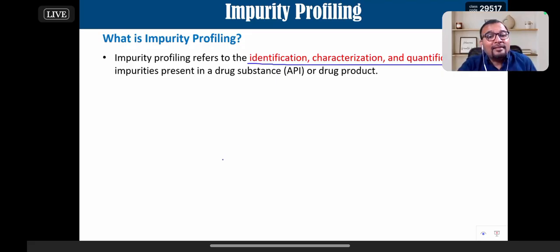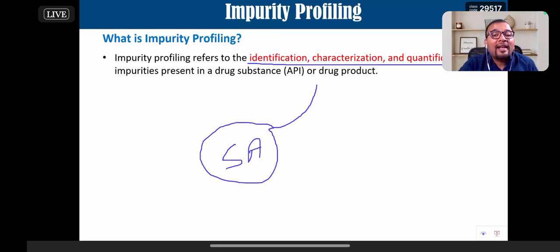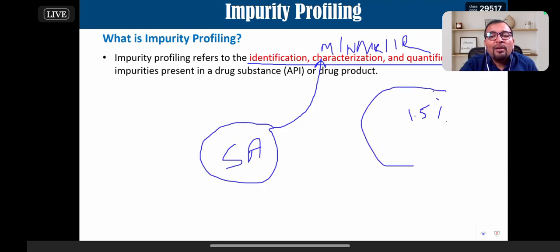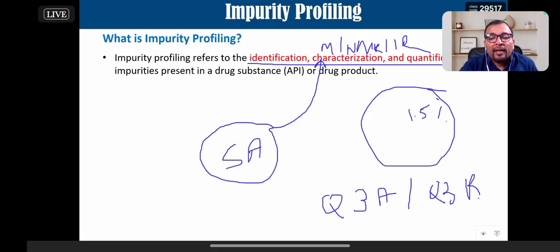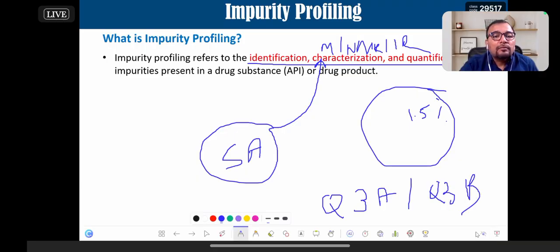Identification. This is salicylic acid. And why this salicylic acid? Because you have characterized it by maybe the mass study, maybe by NMR study, maybe by CHNSO study, maybe by IR study. And then you have quantified that, okay, it is 1.5% present in the sample. Is it below or above the acceptable level according to Q3A or Q3B? So this all is called impurity profiling. You understand what is meant by impurity profiling?